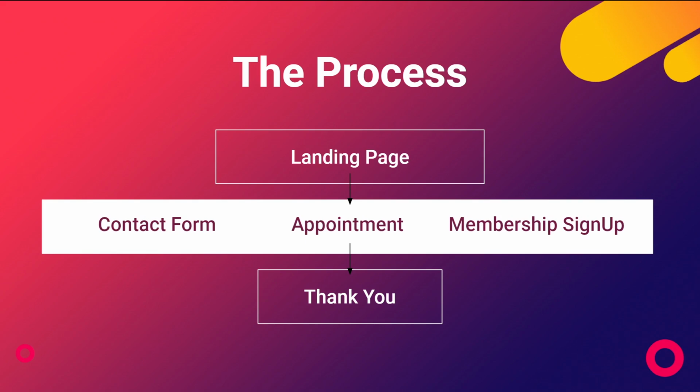And what is basically the difference between all these types of lead generation funnels that we will be looking at? It's the opt-in. What kind of opt-in you have. In one case, you have a contact form where people can submit their information. In the other, you have appointments where you can still collect that information, but they'll be picking a time and basically a slot in your calendar.